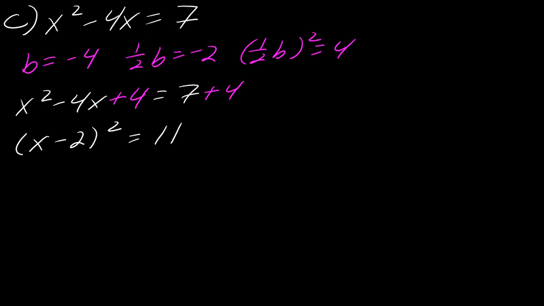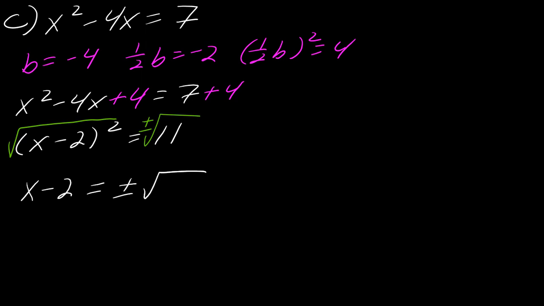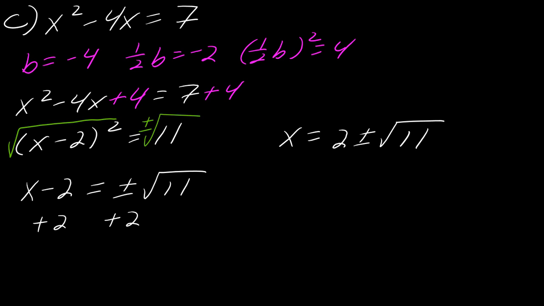And so now I can take the square root of each side. So take the square root here, square root here. This is plus or minus. So now I get x minus 2 equals plus or minus the square root of 11. I can't simplify that any farther. So I'll just add 2 to each side. And ultimately I get x equals 2 plus or minus the square root of 11.